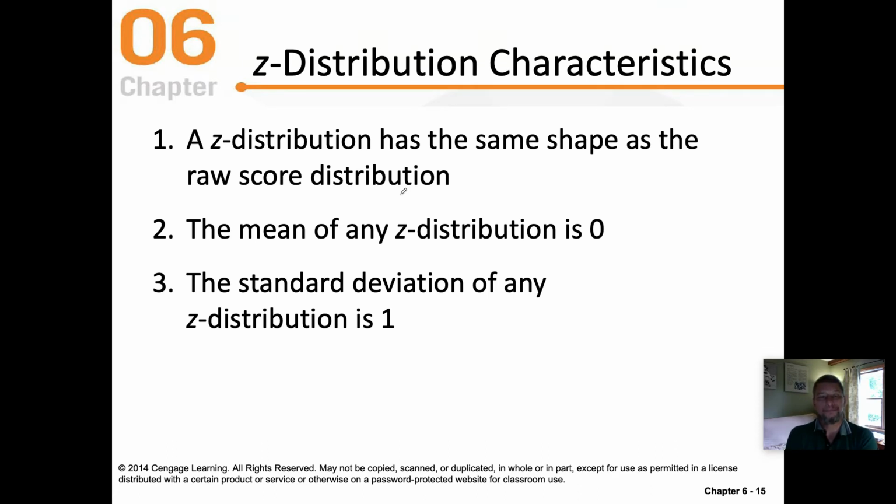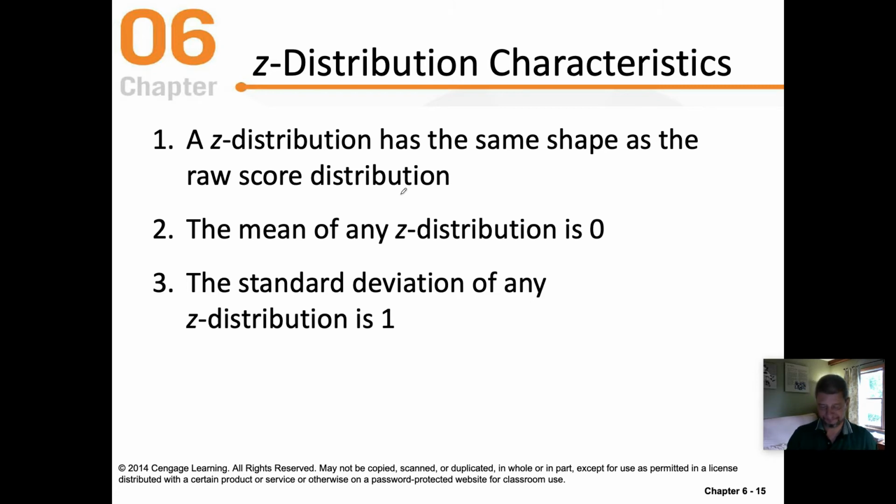Now, interestingly enough, because a z-score is essentially given in standard deviations, that means that the standard deviation of a z distribution is 1. Isn't that convenient? What can we do with that? Well, you're going to have to wait to video number 3 to find out the answer. But for now, just keep in mind that the z distribution looks the same as the raw score distribution. The mean of a z distribution is 0, and the standard deviation of a z distribution is 1.